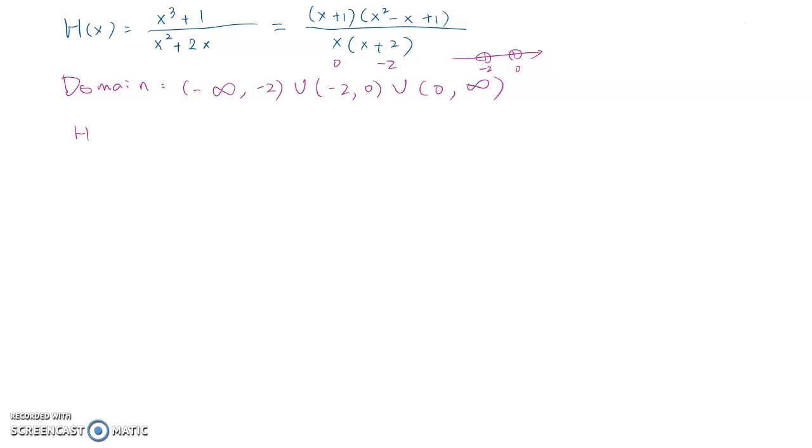Now, after that, let's see if this function is in lowest terms. So it looks like it is in lowest terms because we cannot cancel out any common factors. That means there are no holes in this graph.